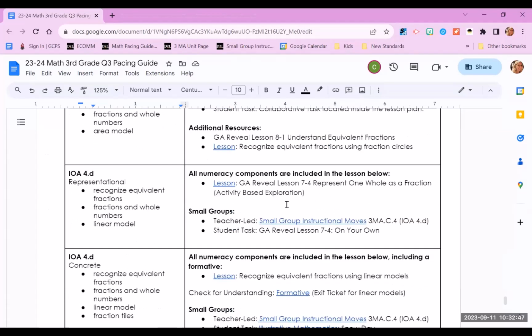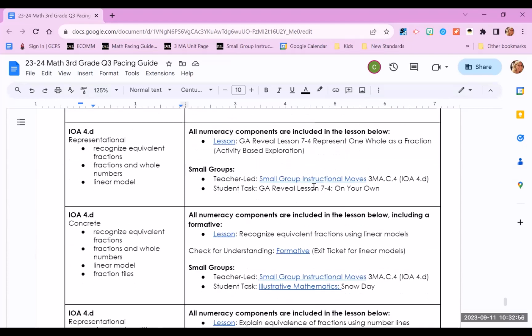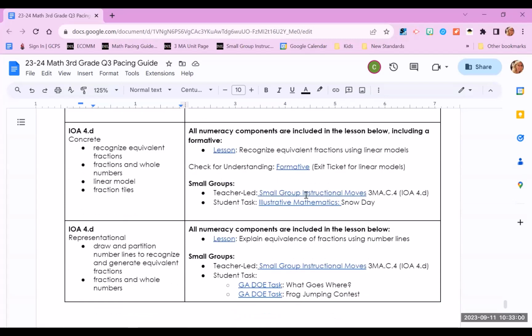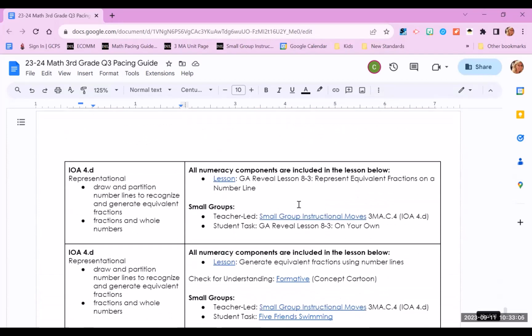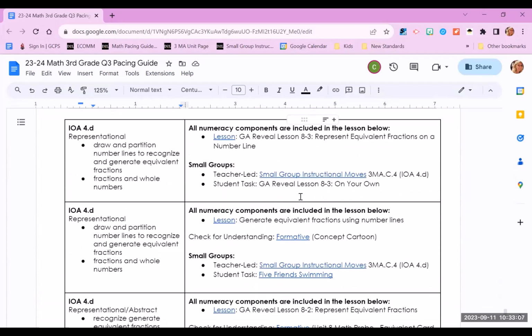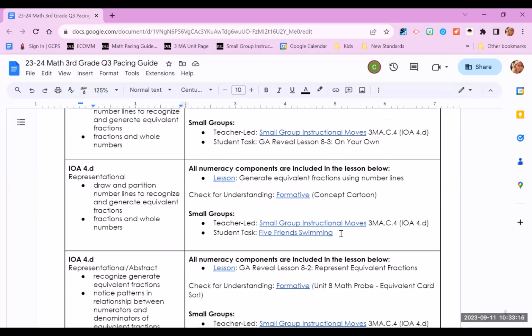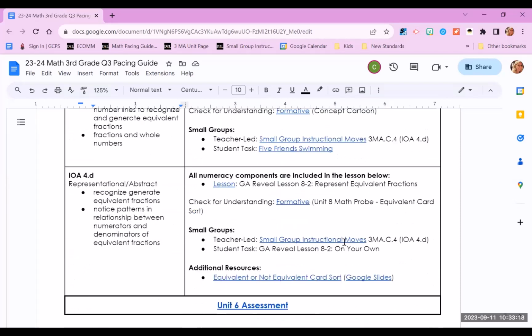Georgia Reveal lessons are also included throughout the unit or have been adapted to align with our AKS. Again, as you work with students to recognize equivalent fractions, generate fractions, and compare fractions, it is important to remember that students are only to work with fractions that have denominators of 2, 3, 4, 6, and 8. Just a note to pay attention as you are looking at resources.